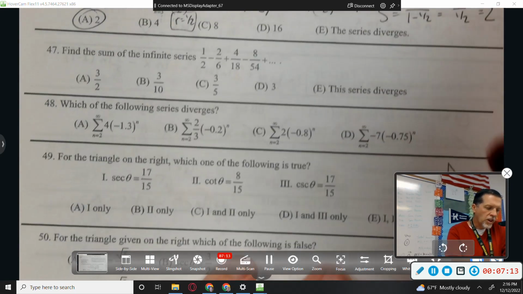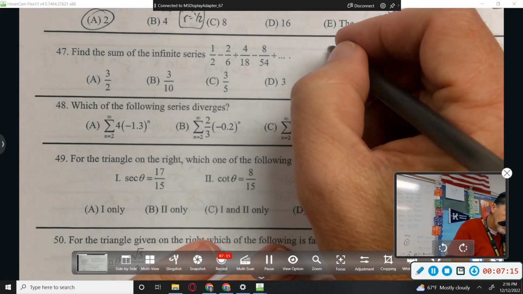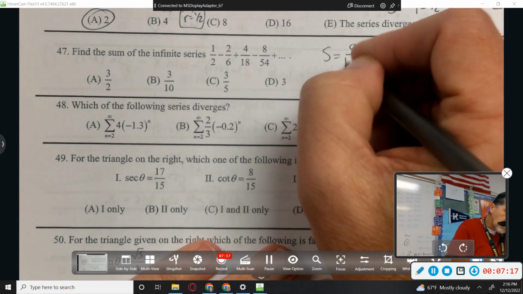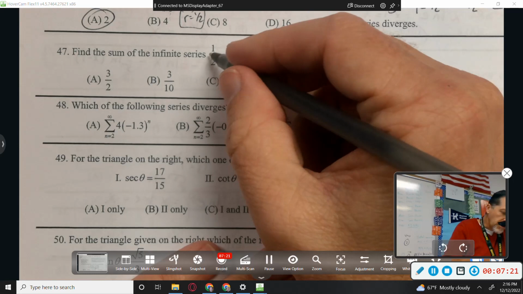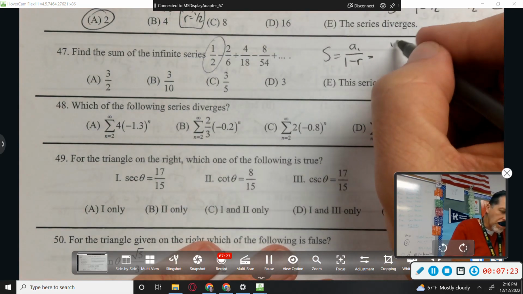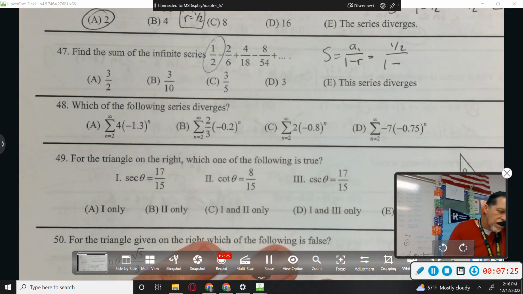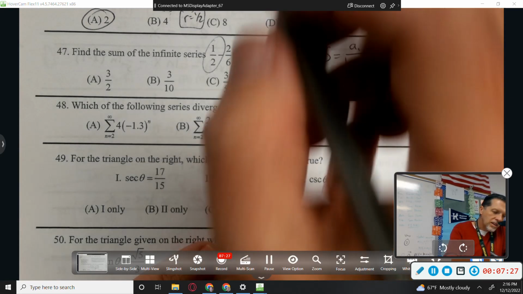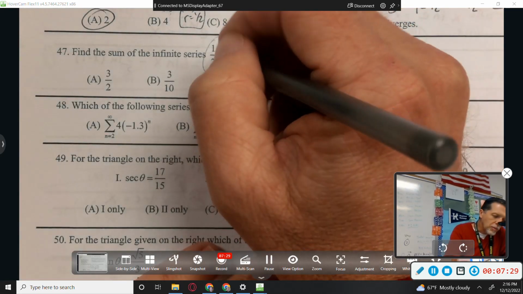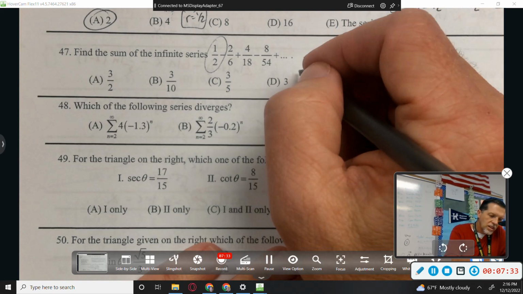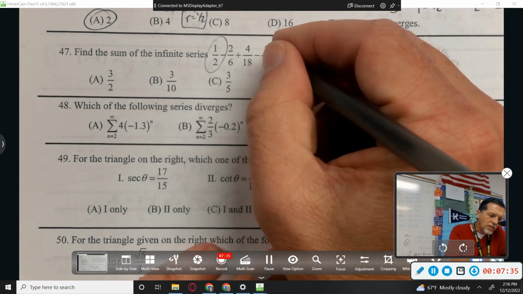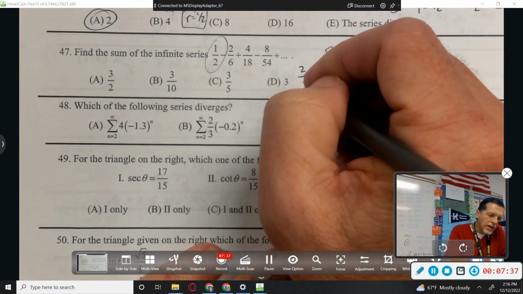47. Another sum of an infinite series. So first term over 1 minus R. First term's easy. That's just the first term that's written there, 1/2. R, let's see, how am I getting from one fraction to the next fraction? Multiplying by 2 in the top, 3 in the bottom.